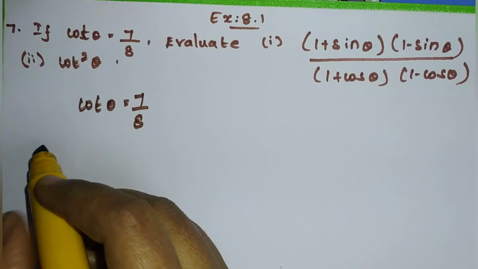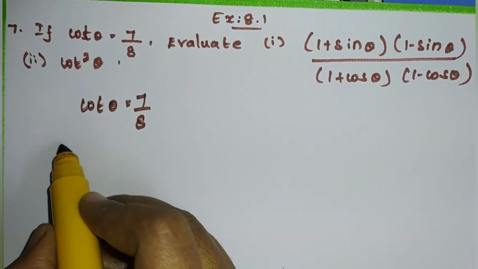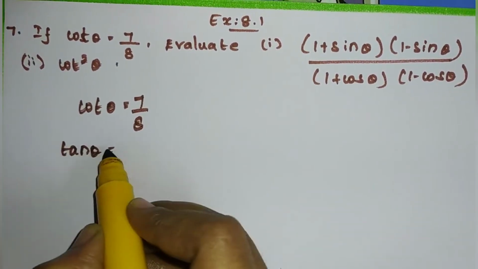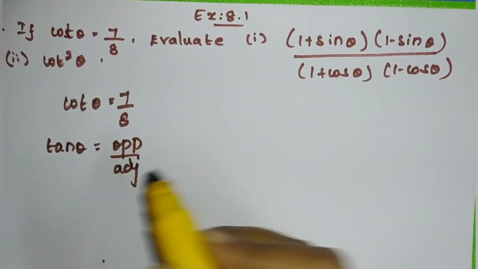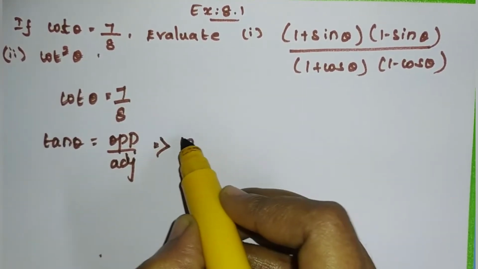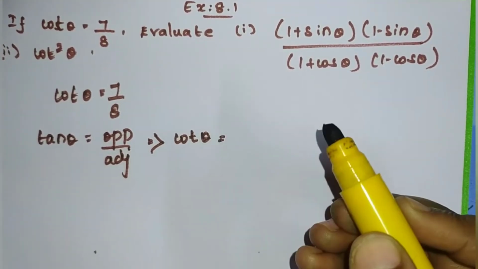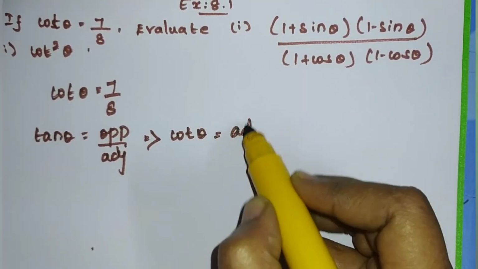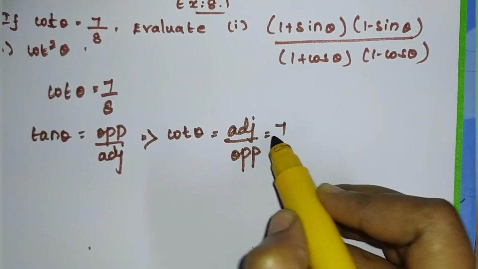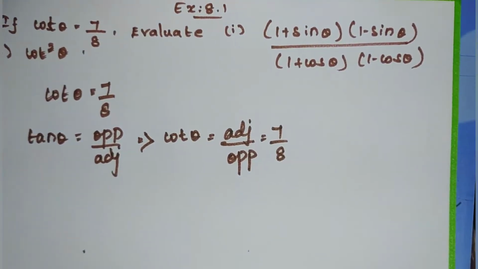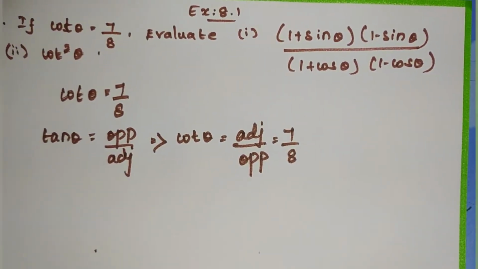So what is the cot formula? Before that you have to write for tan. Tan theta is equal to opposite by adjacent. So the reciprocal of tan theta is cot theta. Cot theta is equal to adjacent by opposite, which is equal to 7 by 8.